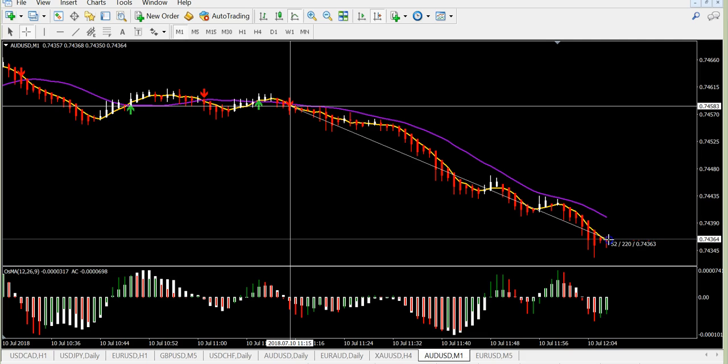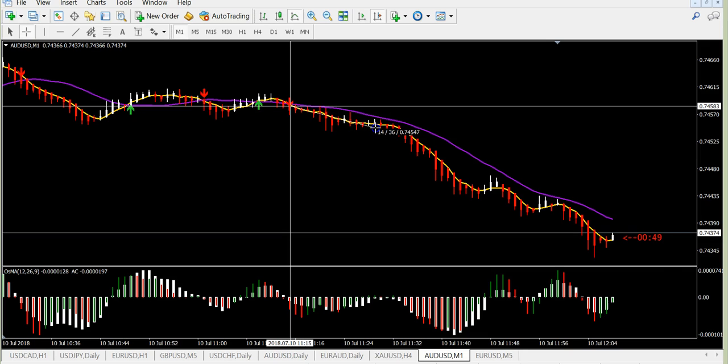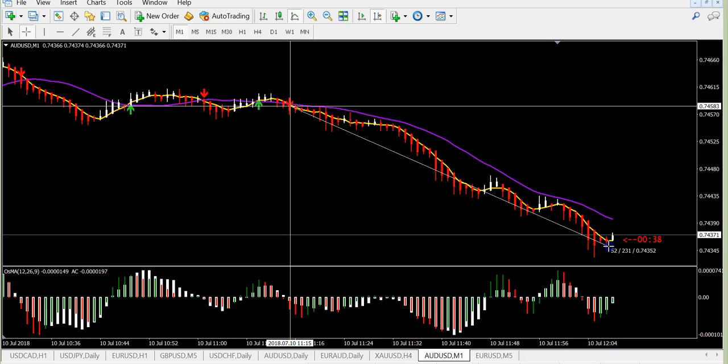To exit, to close the trade, there are two ways. The first, conservative way is when you have two opposite candles in a row, white here, you will exit. Or you will wait for the green arrow. We have a red arrow for sell, and we need a green arrow to exit, and then we must close the trade. These are the two ways.